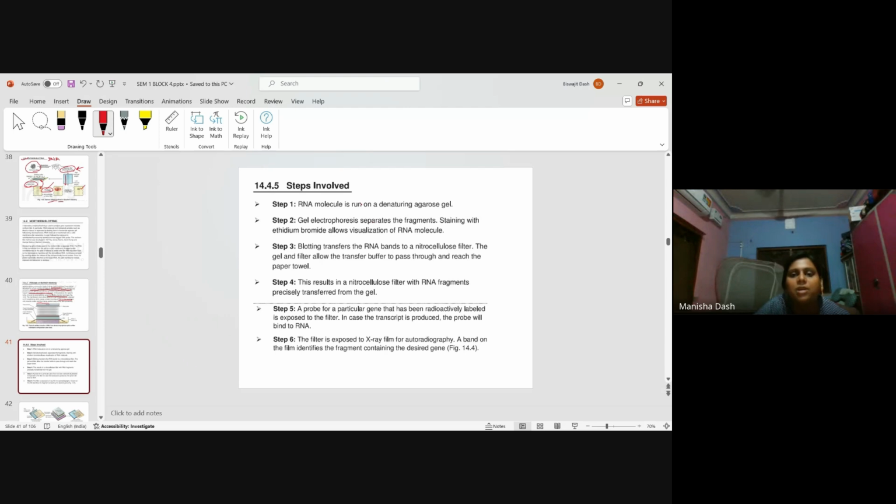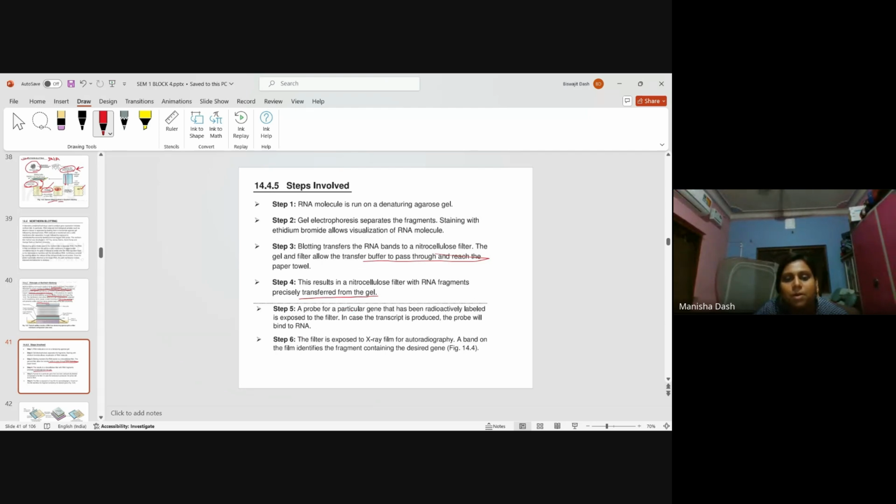The RNA molecules are run on a denaturing agarose gel. The gel electrophoresis separates the fragments. Staining with ethidium bromide allows visualization of the RNA molecules. The blotting transfers the RNA bands to a nitrocellulose filter. The gel and the filter allow the transfer buffer to pass through and reach the paper towel. This results in a nitrocellulose filter with the RNA fragments precisely transferred from the gel.